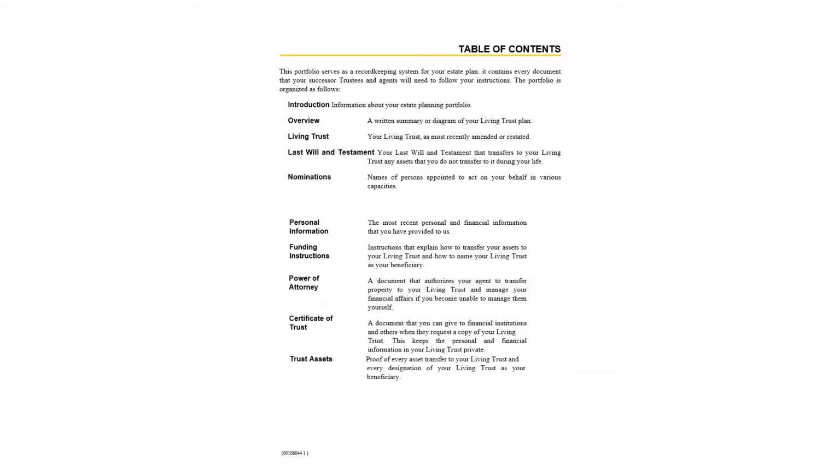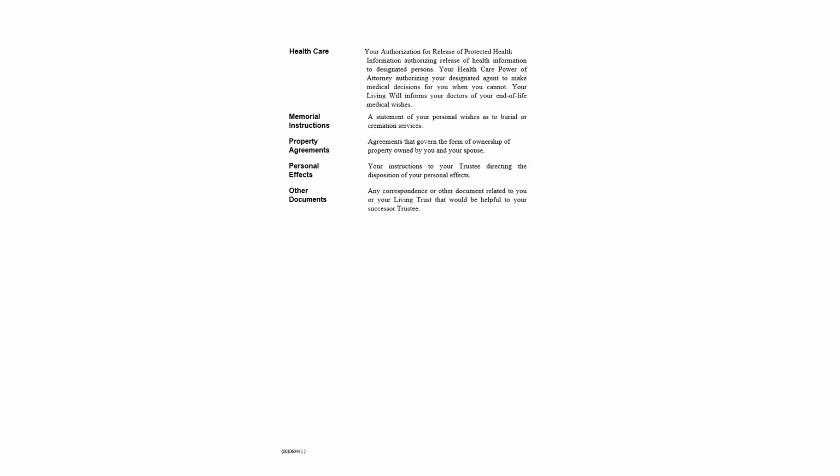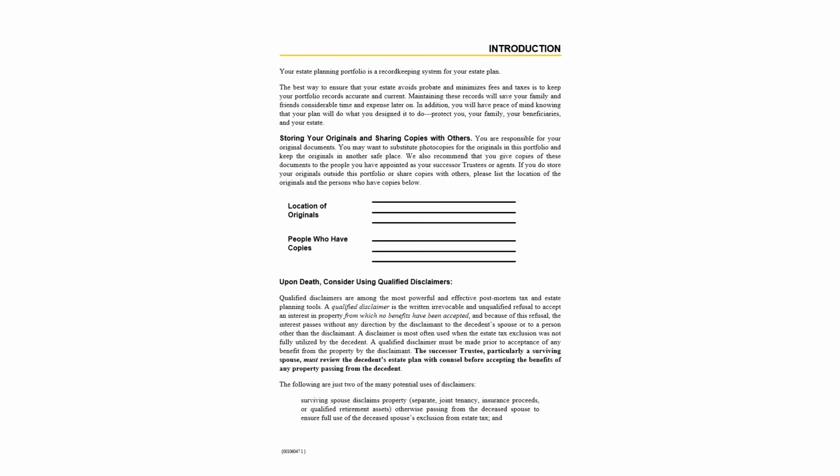This is your table of contents, a traditional table of contents that just gives you a quick description of what each document and each tab contains behind it. The Introduction tab has a place where, if you decide to move some of the originals outside of the binder and put them somewhere else, such as a safe or a safe deposit box, you should write in here where you've done that so that in the event something happens, people will know to look in that place for the original of a document. In addition, you can list any people who you've provided copies to here as well.